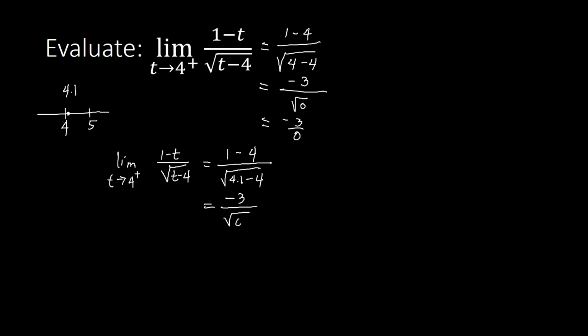Since this is a square root, it will never happen that we will have a negative result for that one. So that means to say that this is negative over a positive value. So since that's negative over positive, that will lead to a negative result. So we've got a negative infinity for that one as our answer for the limit of 1 minus t over the square root of t minus 4 as your t approaches 4 coming from the right side.